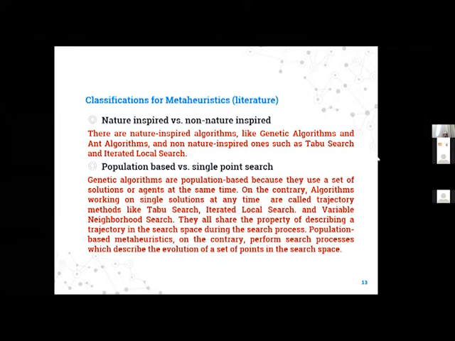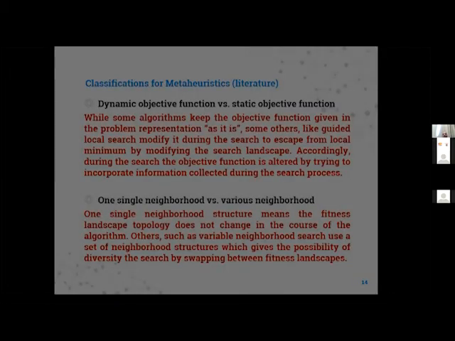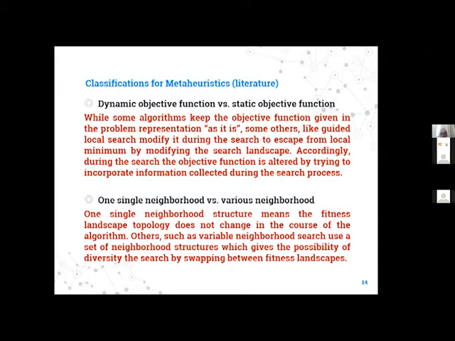We have another type of classification, which is based on dynamic objective function versus static objective function. While some algorithms keep the objective function given in the problem representation as is, others, like guided local search, modify it during the search to escape from local minima by modifying the search landscape. Accordingly, during the optimization process, the objective function is altered by trying to incorporate information collected during the search process.